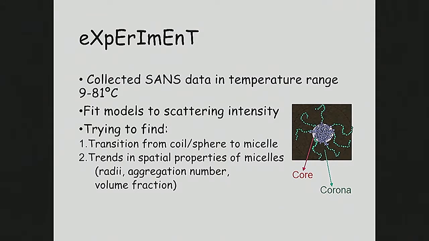And what we're trying to find in looking at all this range of temperatures is, first, the critical micelle temperature, the point at which micelles begin to form as opposed to just the polymer chains behaving as, for example, a coil or a hard sphere. And by looking at temperatures well above this transition point, we want to see any changes in the spatial properties of these micelles, like how the size of the core and the corona change, as well as other properties.